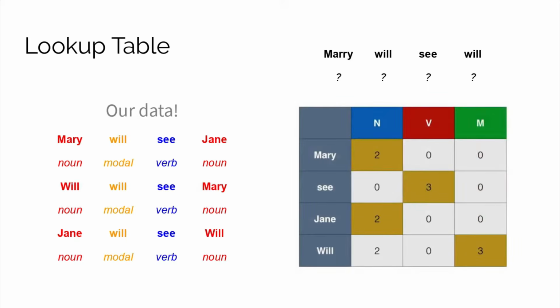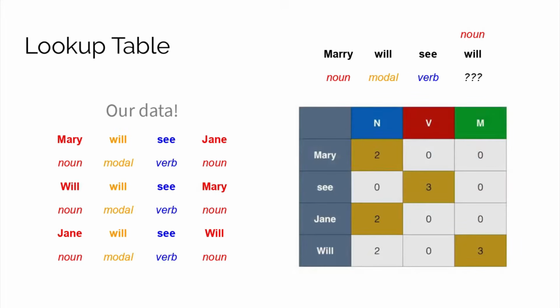And this time we'll be trying to predict the parts of speech tags for Mary will see will. And first of all, obviously we'll be creating the lookup table. So Mary occurred twice, and each and every time it's a noun. See occurs thrice, each and every time it's a verb. Jane occurred twice, each and every time it's a noun. Will occurred 5 times, and it was a noun as well as a modal verb, but most commonly it occurred as a modal verb.